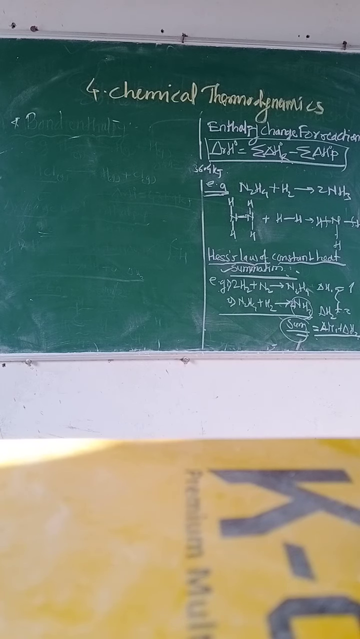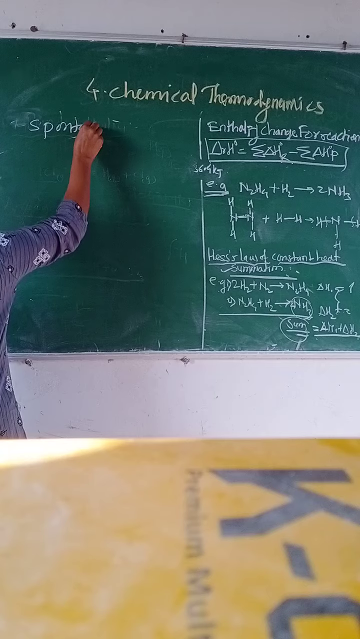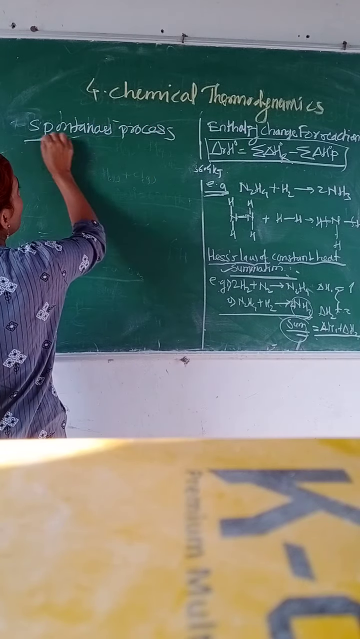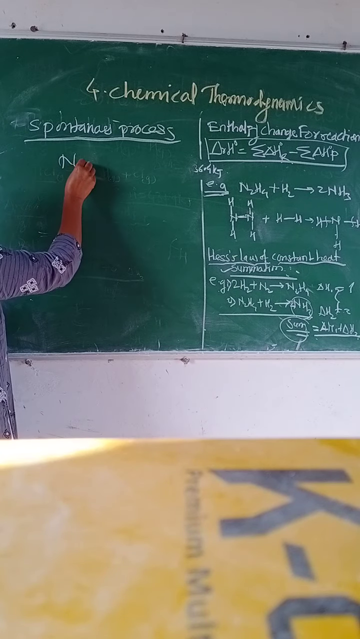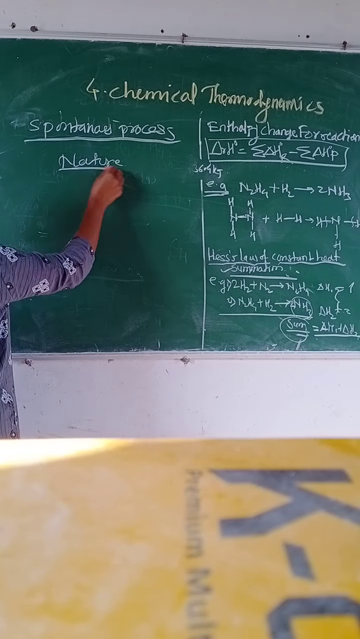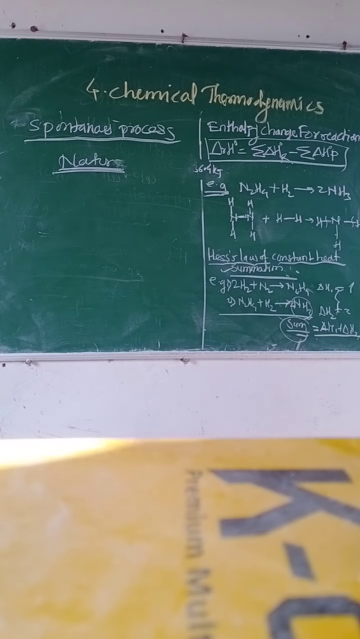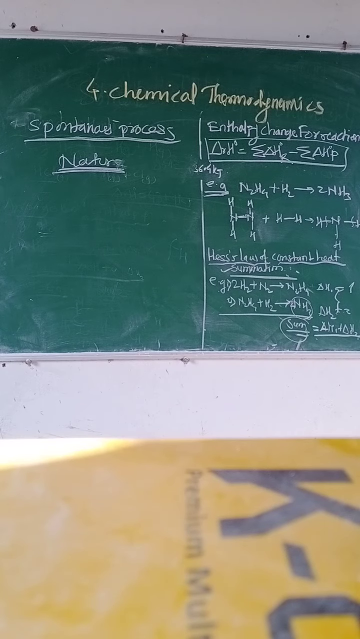Then the next term we have to study is the spontaneous process. Naturally occurring processes are spontaneous processes. Naturally occurring processes mean all natural processes. They are spontaneous and irreversible processes.